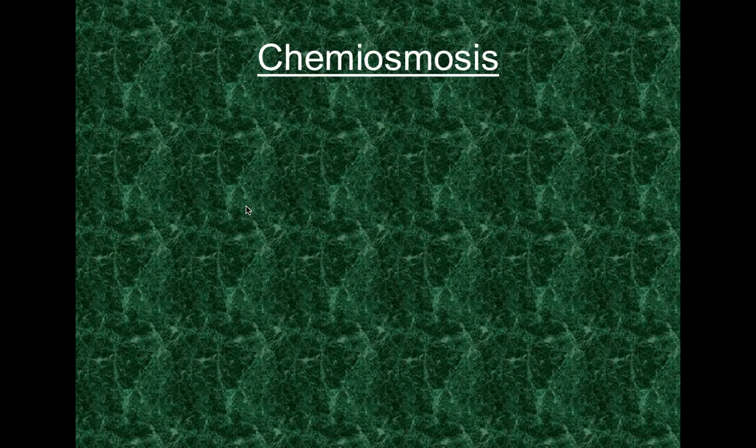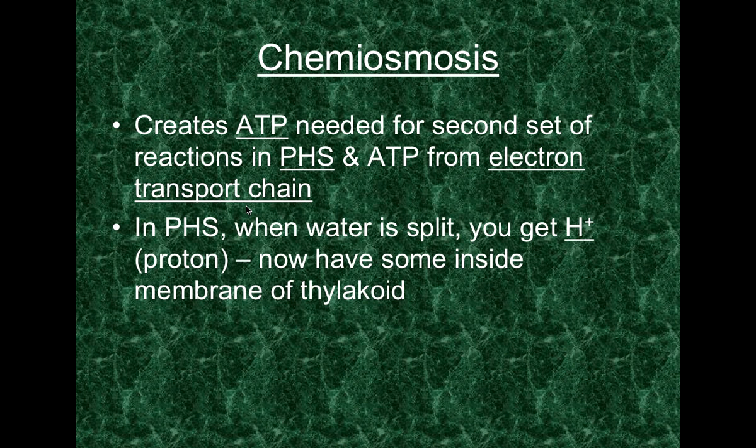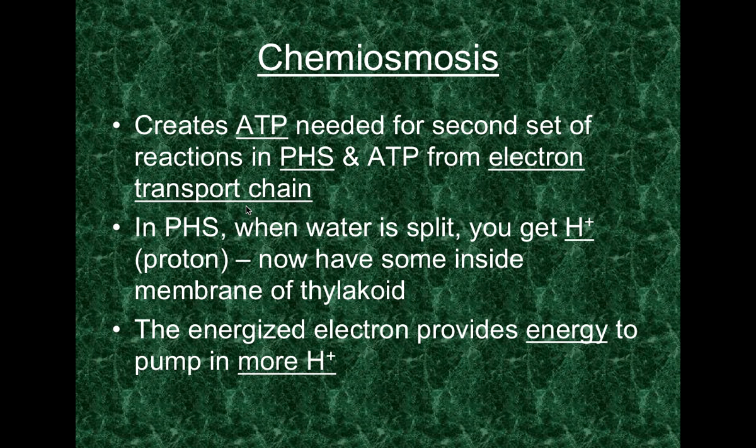So chemiosmosis is how we produce ATP. So this happens in photosynthesis because we need some energy in the Calvin cycle, and we also need to create it using the electron transport chain in cellular respiration. All right, so in photosynthesis, when we split our water, we get H+, and so now we have some on the inside of the thylakoid. Now, that's basically an energized electron. So the energized electron provides energy to pump in even more H+. So we get that from NADPH in photosynthesis or NADH in cellular respiration.